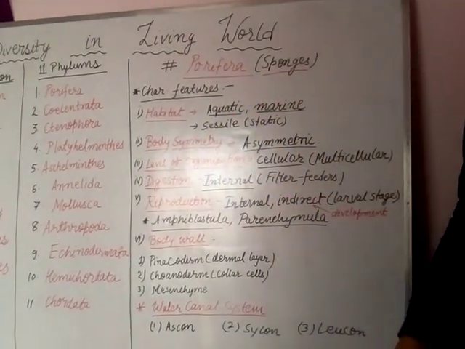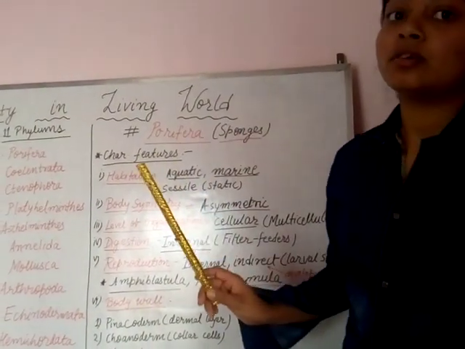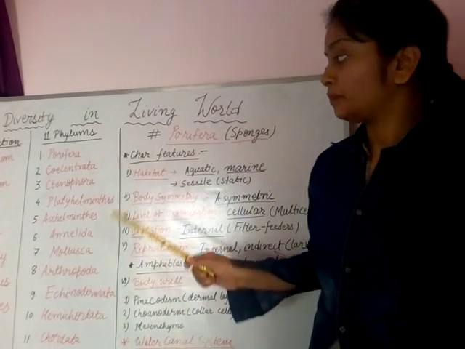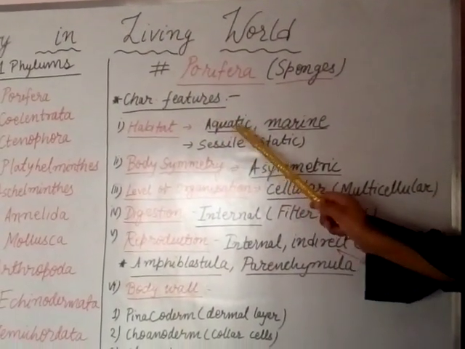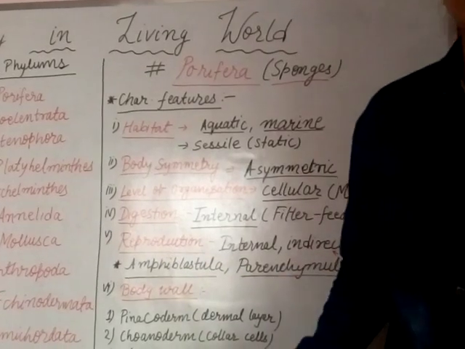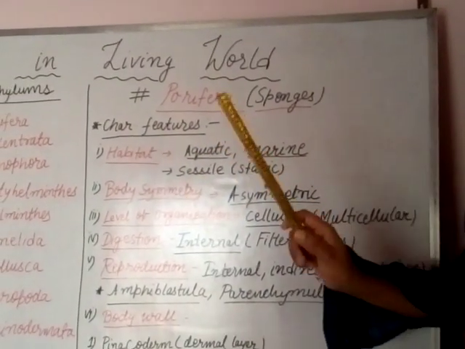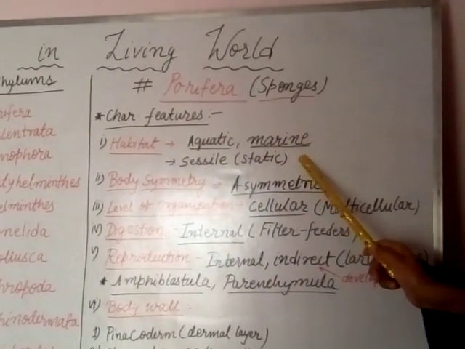Porifera phylum broadly belongs to the sponges. Its members are sponges because they give the feeling of softness. Their characteristic feature is their habitat. Their habitat is aquatic and marine. They all live in water, meaning they live in fresh water, and they can live in sea water also.